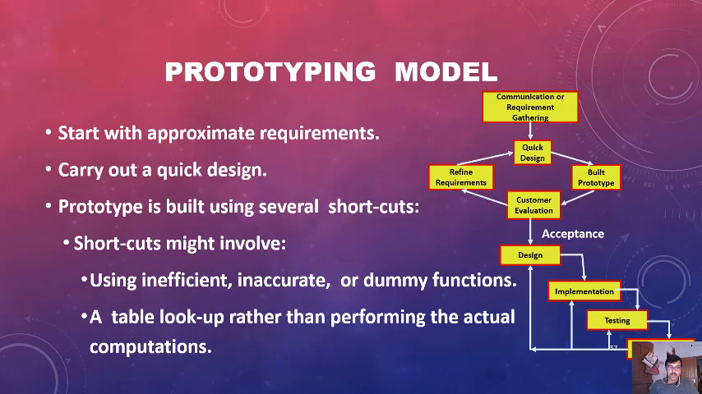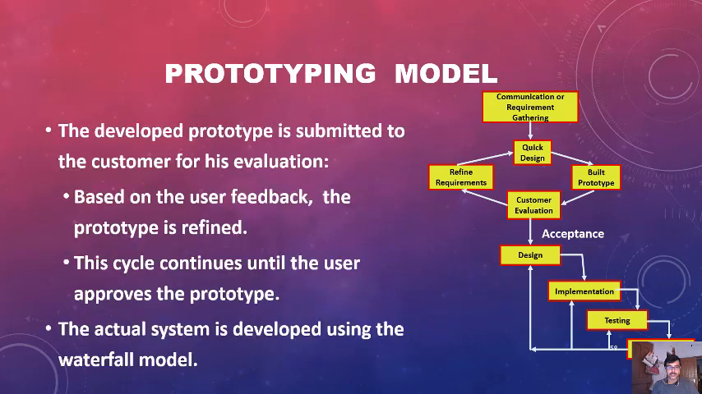So here is the description. We start with approximate requirements, then carry out a quick design, then the prototype is built using several shortcuts. These shortcuts might involve using inefficient, inaccurate, or dummy functions. So functions are available, but the details of the function will not work. For example, a table lookup rather than performing the actual computation. So this prototype is one type of table lookup, but it will not work on the actual computation.